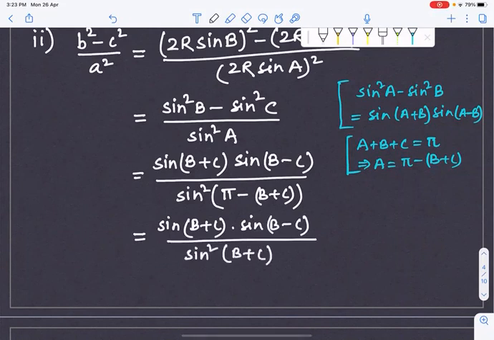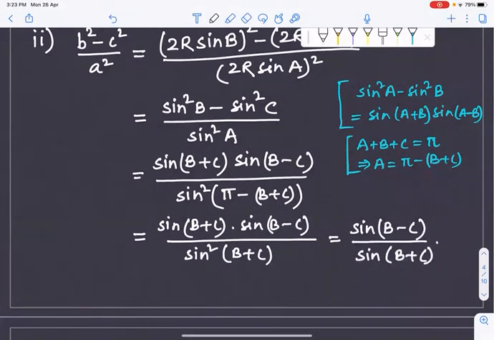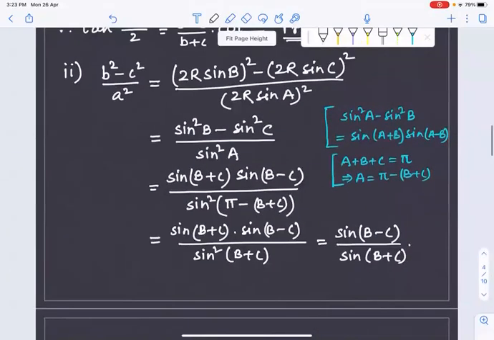So one of the sin b plus c will be cancelled, and we will be getting sin of b minus c in the numerator and sin of b plus c in the denominator. This is what we are going to get. So we have proved from right hand side to left hand side. That is also okay, it can be done, right? So this is how we can apply sine rule for this type of question.